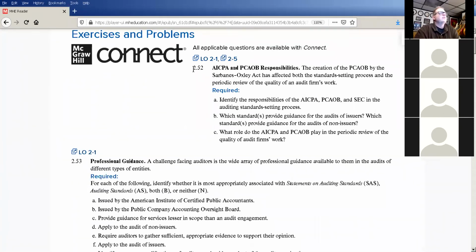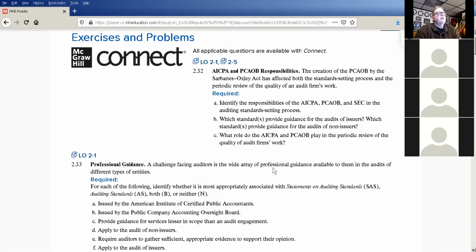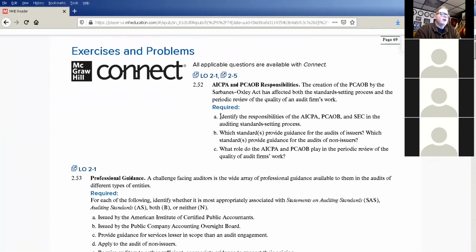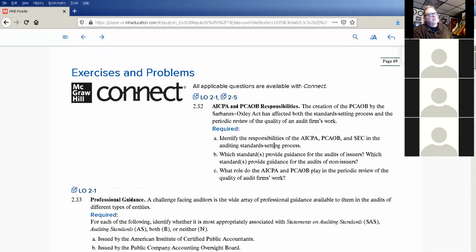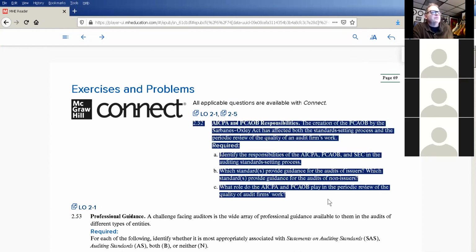Okay, so this is 2.52. It's on page 69. And it just talks about the creation of the PCAOB by the Sarbanes-Oxley Act. And down here they have the responsibilities for the AICPA, PCAOB, and SEC, and auditing standards. We talked about this. You can also Google it. So basically, you're looking at identify.